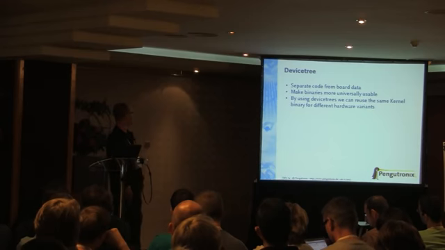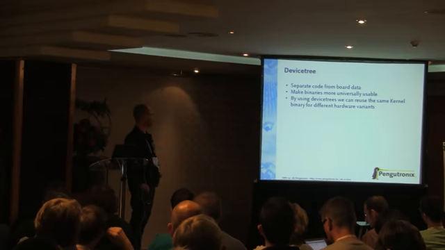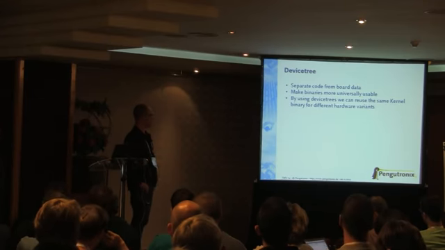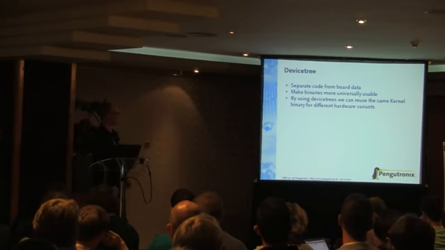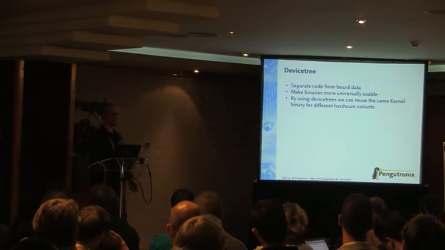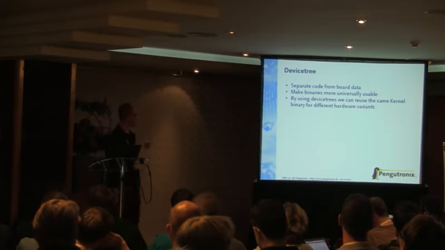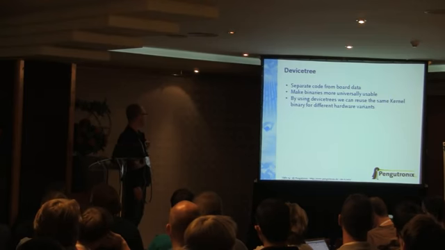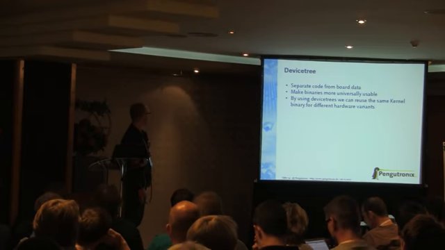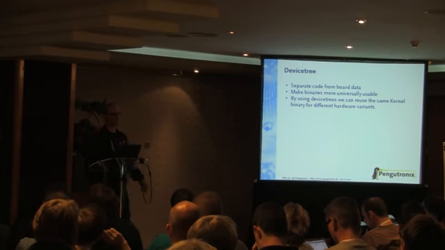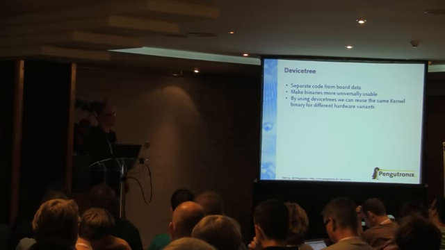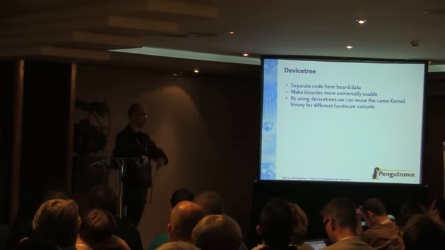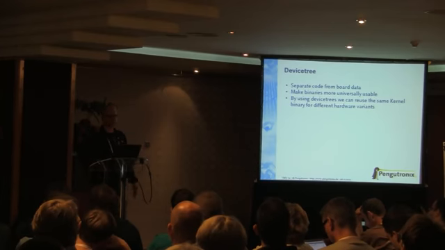So in theory, we can say with the device tree we can separate the code from the board data, and generally make binaries more universally usable. That means less compiling, more compile testing with a single binary. And by using device tree, that's how device tree started. We can reuse the same kernel binary for different hardware variants. And of course, if we use it in Barebox, we have the same advantage for Barebox as well.